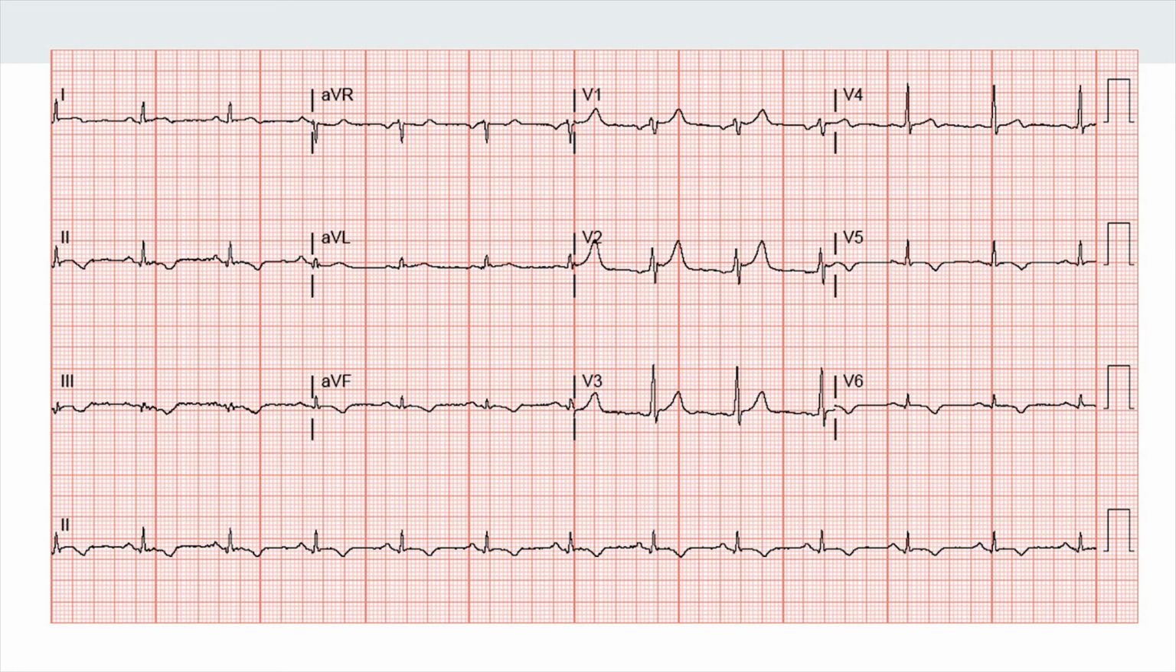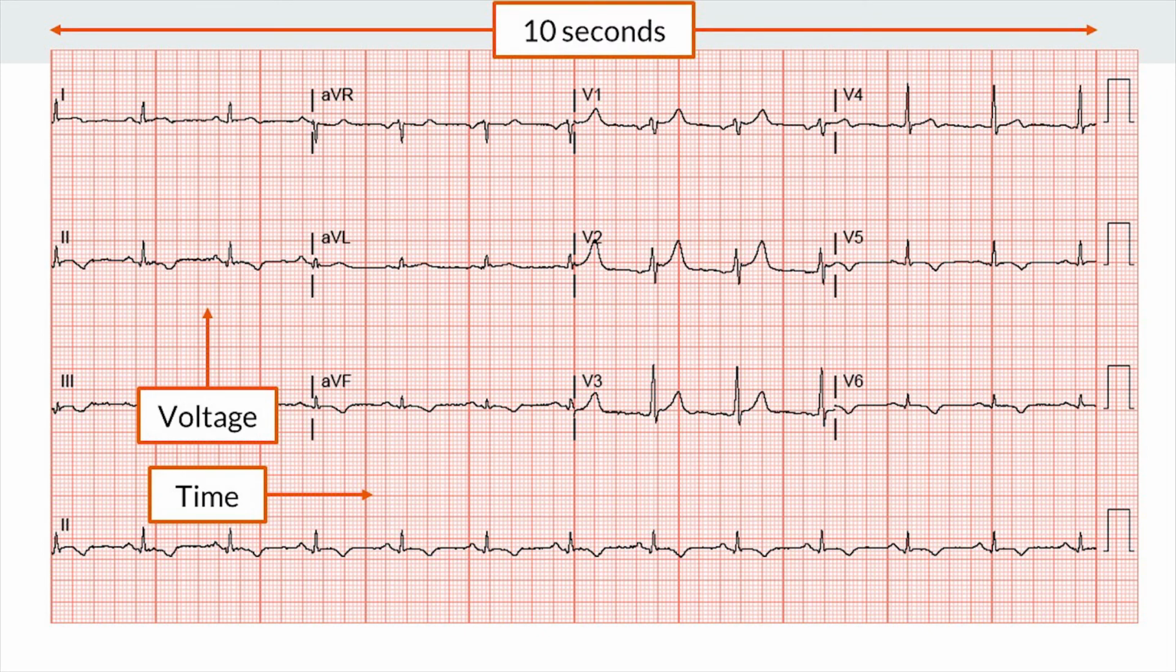On the grid paper that the EKG is printed on, the x-axis represents time and the y-axis represents voltage. So the EKG is a 10-second recording of the heart's electrical activity, and the taller and deeper the peaks are, the larger the depolarization and repolarization that was picked up on the EKG.